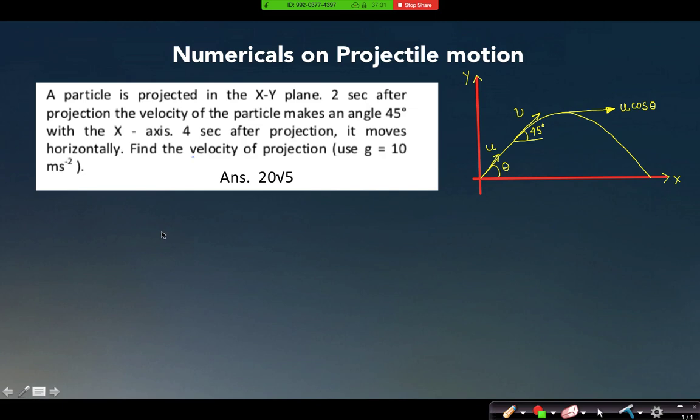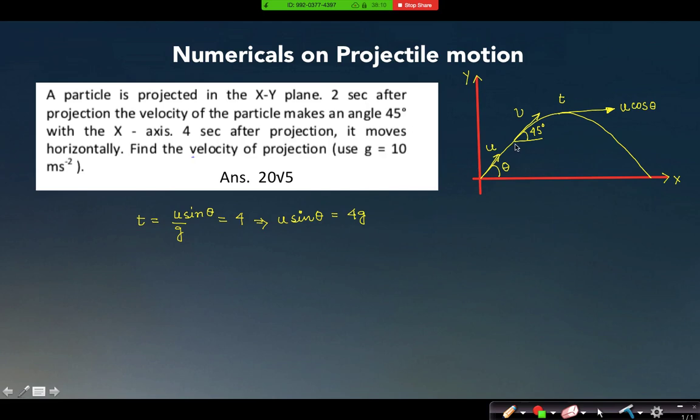Okay. What is the time taken by the particle to reach from the initial point to this maximum height? Do you remember what the time taken is? It is u sin theta divided by g. That is given as 4. From there, can you calculate u sin theta? It is easy to calculate that u sin theta equals 4g, or 40.